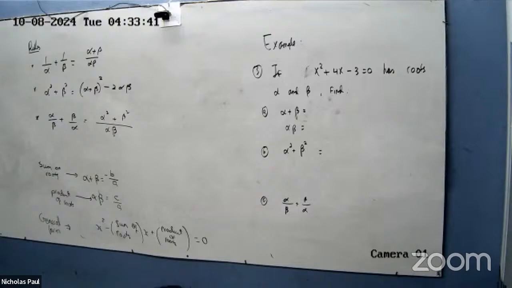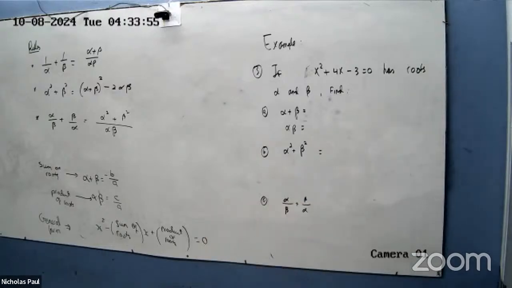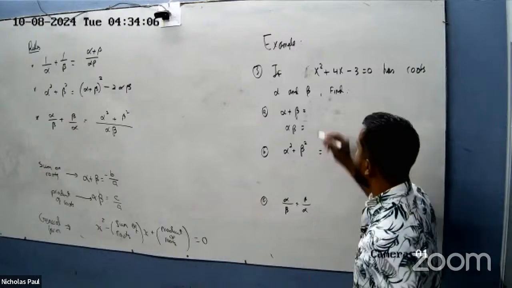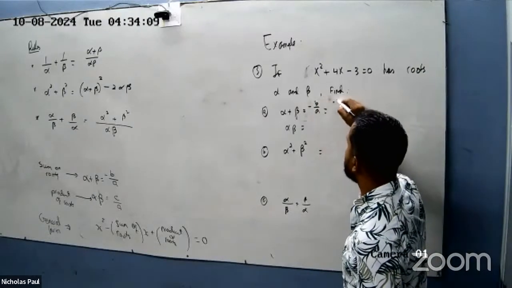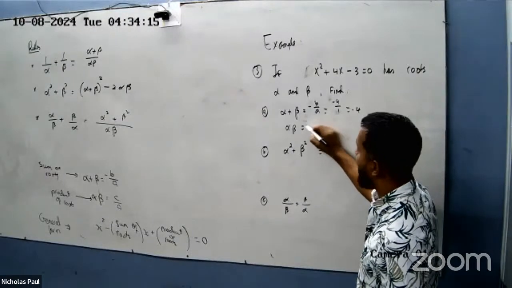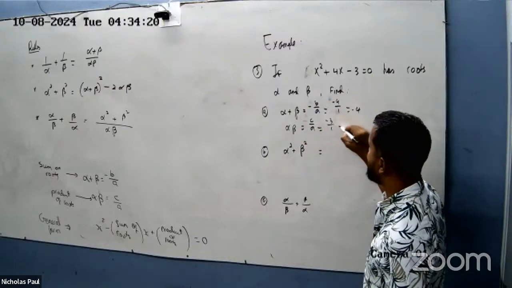Right, let me see, Serena. Let me check out your answers. Good. Good. Good. Okay. No, that's negative. No, that's number 4. So it will be minus b on a, which is minus 4 on 1, which is minus 4. Alpha beta is c on a, which is minus 3 on 1.